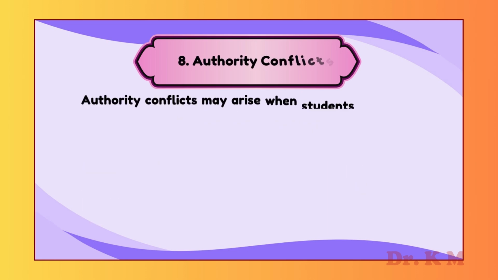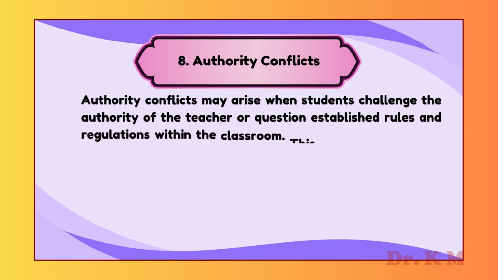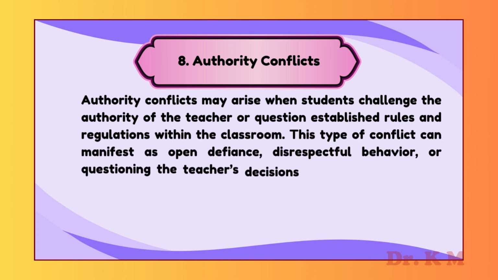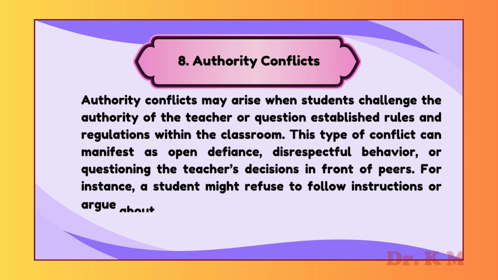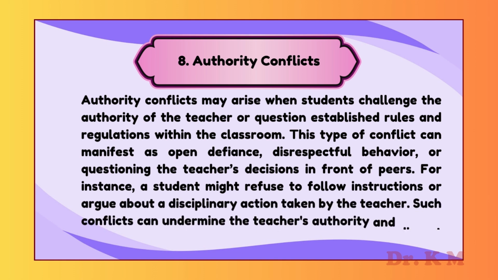8. Authority conflicts. Authority conflicts may arise when students challenge the authority of the teacher or question established rules and regulations within the classroom. This type of conflict can manifest as open defiance, disrespectful behavior, or questioning the teacher's decisions in front of peers. For instance, a student might refuse to follow instructions or argue about a disciplinary action taken by the teacher. Such conflicts can undermine the teacher's authority and disrupt the learning environment.